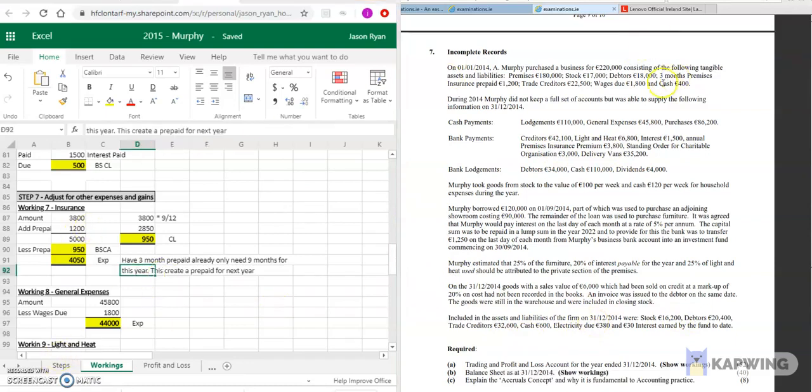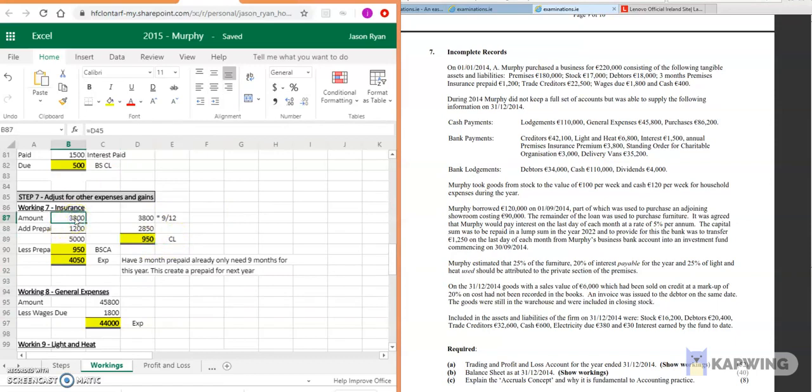Okay, so it says that we have 3 months premises insurance prepaid. So that 120 has been prepaid from the previous period. And then it gives us an annual insurance of 3,800. So you need 9 months of this 3,800. So you're going to take the 3,800, multiply that by 9/12, and that's going to give you 2,850. So we've prepaid for the next month 9,500. So that's going to go into your current liabilities.